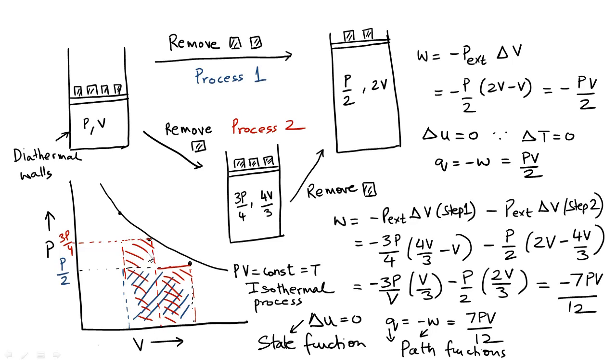You can see that the shaded area corresponds to the work done in the two processes and is just a graphical representation of the work done. You can see that the shaded area, which corresponds to the work done, is greater in the two-step process. And you can imagine that if we could do the expansion in more steps, we could get the gas to do more work.